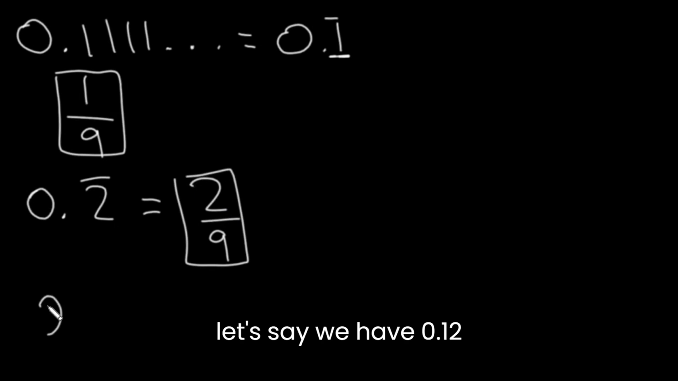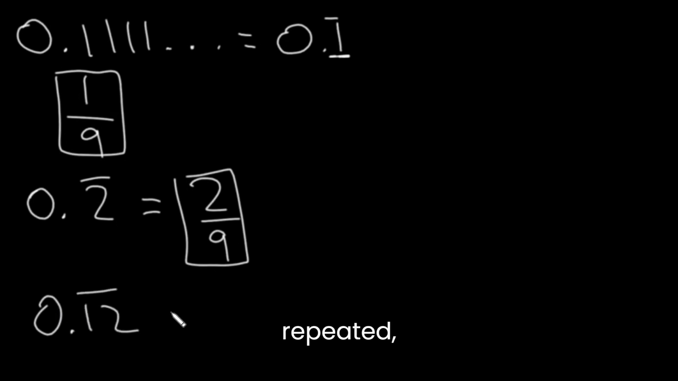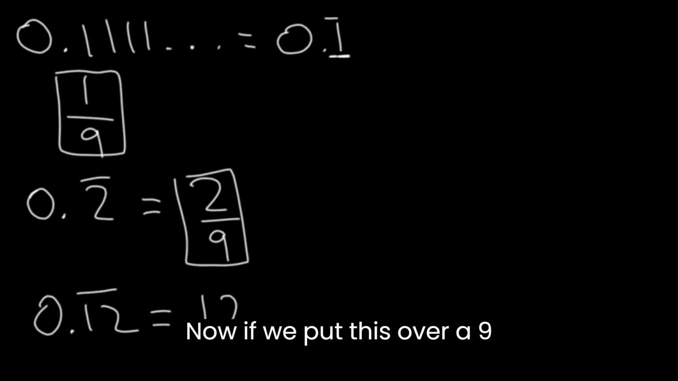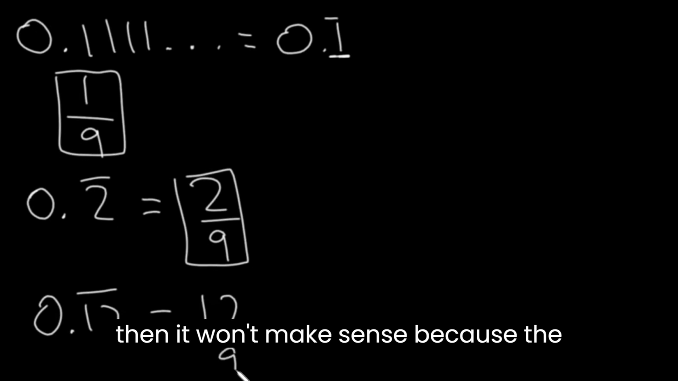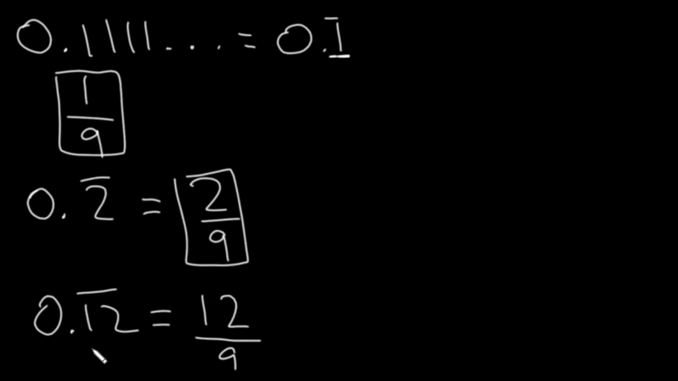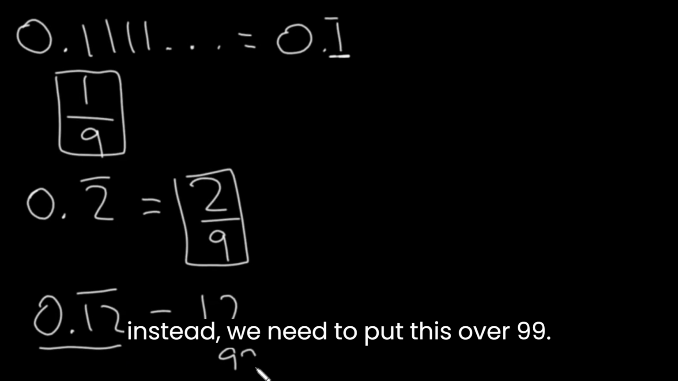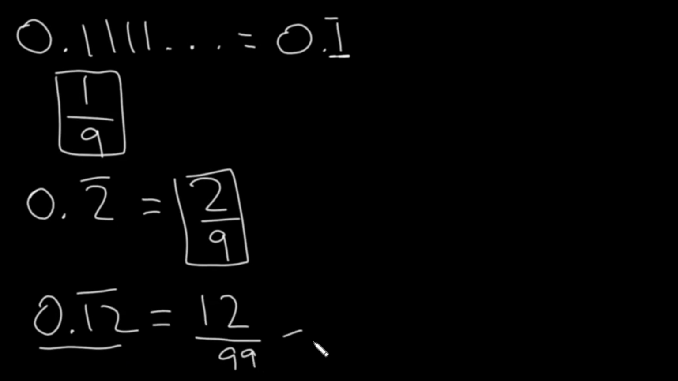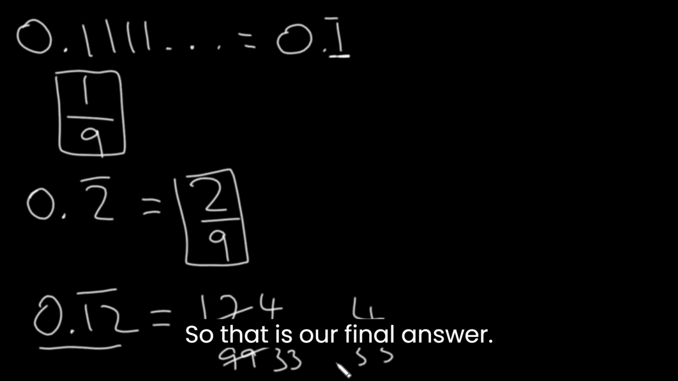So let's say we have 0.12 repeated. This will be 12. Now, if we put this over a 9, then it won't make sense because the number is over 1 and this is 0.12. So instead, we need to put this over 99. This will simplify to 4 over 33. So that is our final answer.